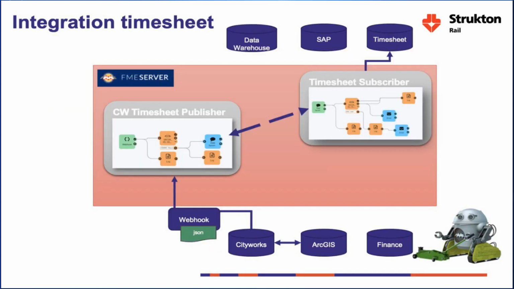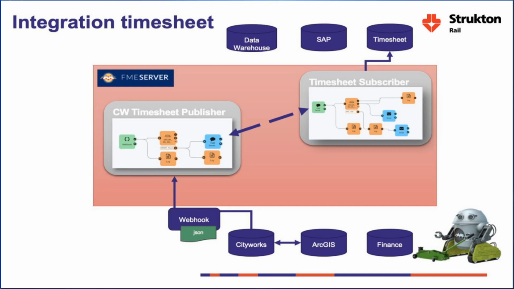And then this takes a look real quickly at an example of the integration at a timesheet level. So you've got finance, you've got ArcGIS and Cityworks communicating with one another. You've got the Cityworks data being pushed out through a webhook in JSON format, and then that coming to a Cityworks timesheet publisher automation in FME, hosted on FME Server, and then communication between that and a timesheet subscriber that's also present in FME Server. And then having that data go right over to the folks dealing with the timesheet database.